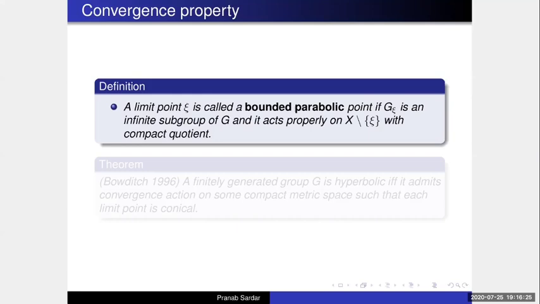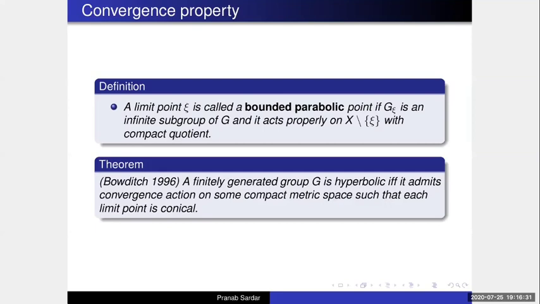But why did I say all that? Now here comes the motivation. Bowditch proves in 1996, following some ideas of Gromov, that a finitely generated group G is hyperbolic if and only if it admits a convergence action on some compact metric space such that each limit point is conical. So this can be used as a new characterization, or a new definition, of hyperbolic groups. Here there is no conical geometry, nothing. He just takes the group G acting on some compact metric space, and you can do some analysis here. So this is Bowditch's criterion for hyperbolicity.